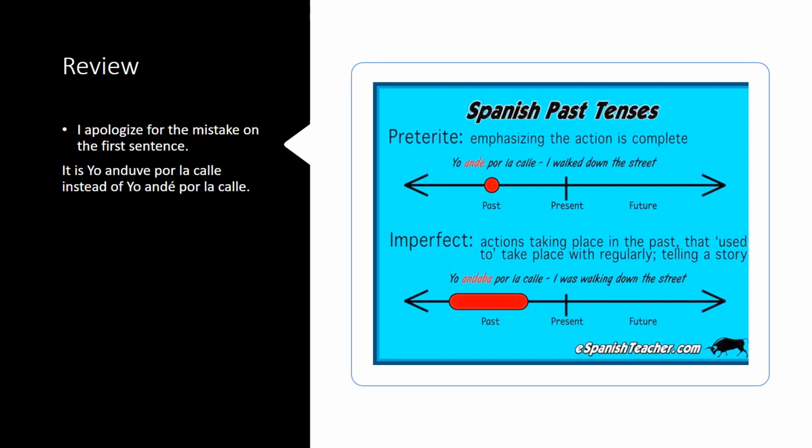However, the imperfect tense expresses actions taking place in the past that used to take place regularly, or telling a story. Yo andaba por la calle. I was walking down the street. Then what happened? When the story continues, you know that you have to use the imperfect tense because the action is not completed. I'm describing a story. I'm telling a story. So that's when I use imperfect. Yo andaba por la calle, miré. I was walking down the street and looked, and then the story continues.